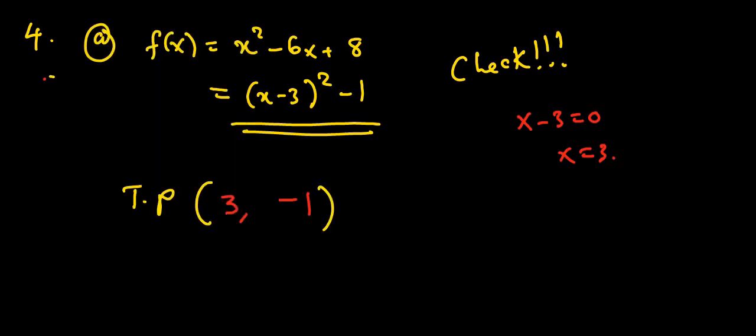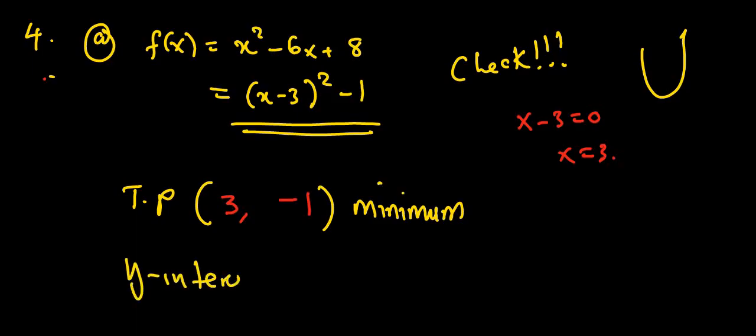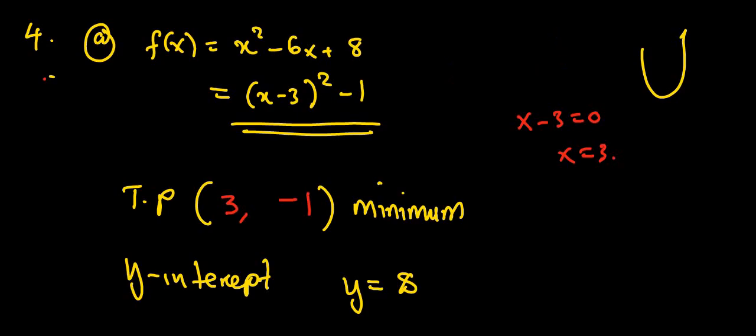Now, the turning point can either be a minimum or a maximum. Because a is greater than 0, this is a 1, we expect the graph to look like this. So this point here is going to be a minimum. That's one thing you should know. Then the y-intercept can be gotten directly from the question. y is equal to the constant in the question, which is 8. So we have our y-intercept. The only thing that we are remaining with is to get the x-intercepts.